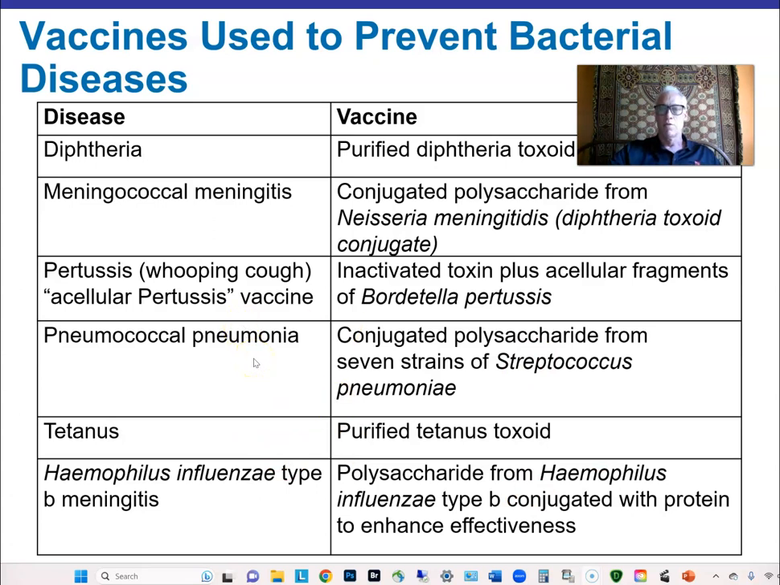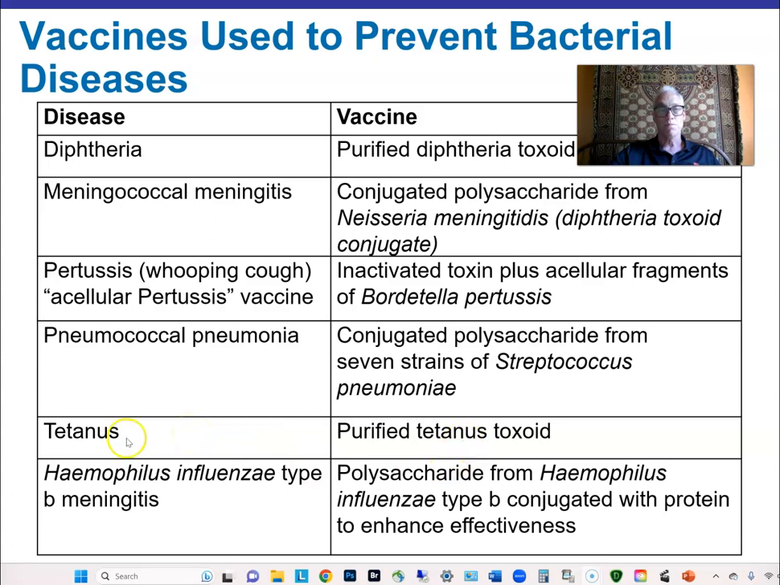Pneumococcal pneumonia: Streptococcus pneumoniae is the most common agent that causes pneumonia. And as in many cases of bacterial diseases, the most susceptible populations are the very young and the very old. So we have a conjugated vaccine, same exact conjugating protein, the diphtheria toxoid, used to make this capsule vaccine, anti-polysaccharide vaccine.